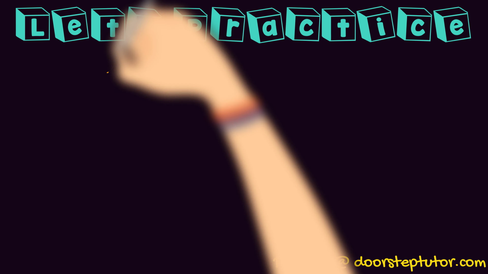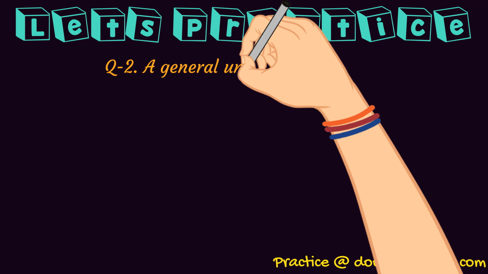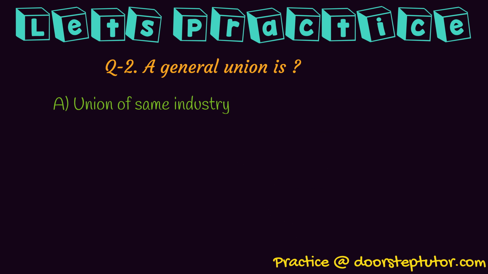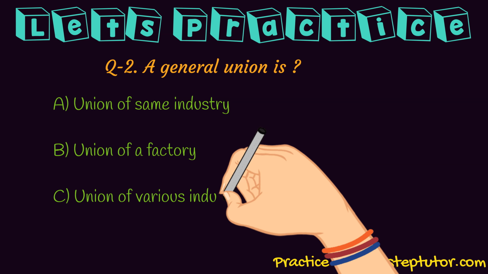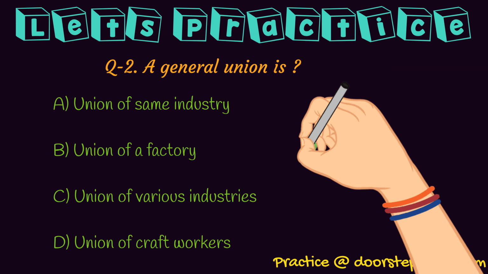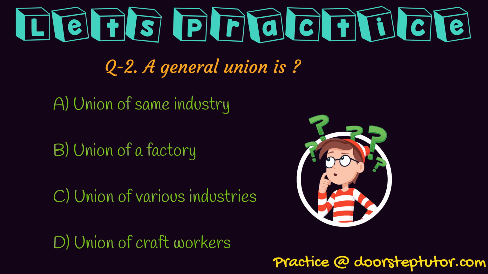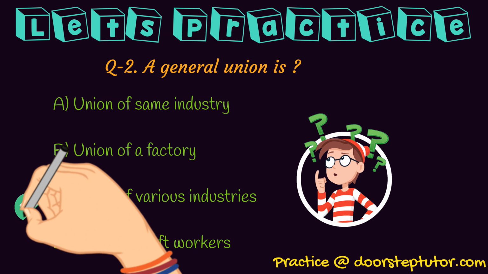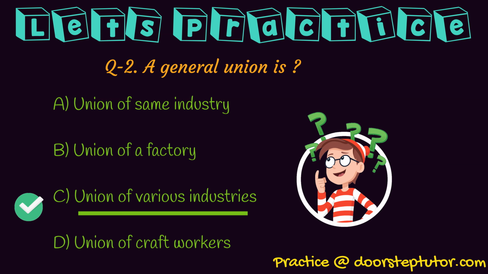Now the next question is, a general union is union of the same industry, union of a factory, union of various industries, union of craft workers. See, general union is, as we discussed, a union of various industries, be it electronic industry, automobile industry, food industry, gems industry, any industry. So the correct answer is option C for this.